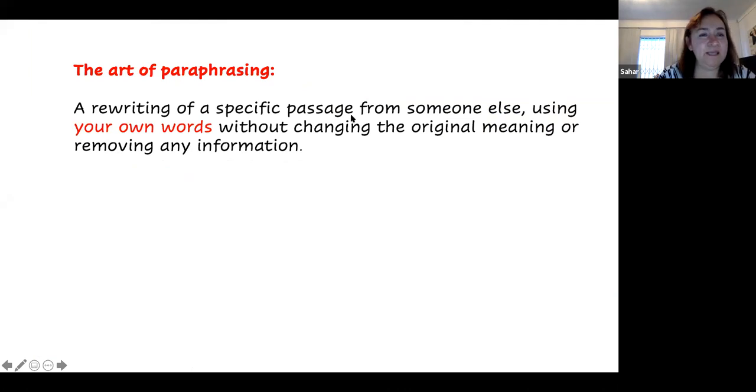The other thing is the art of paraphrasing. Paraphrasing is rewriting a specific passage from someone else using your own words. When I showed you the Excel file, I said you have to summarize the paper. When you summarize the paper, you don't copy and paste. Please refrain from copying and pasting other people's sentences. That's not how you write a paper.